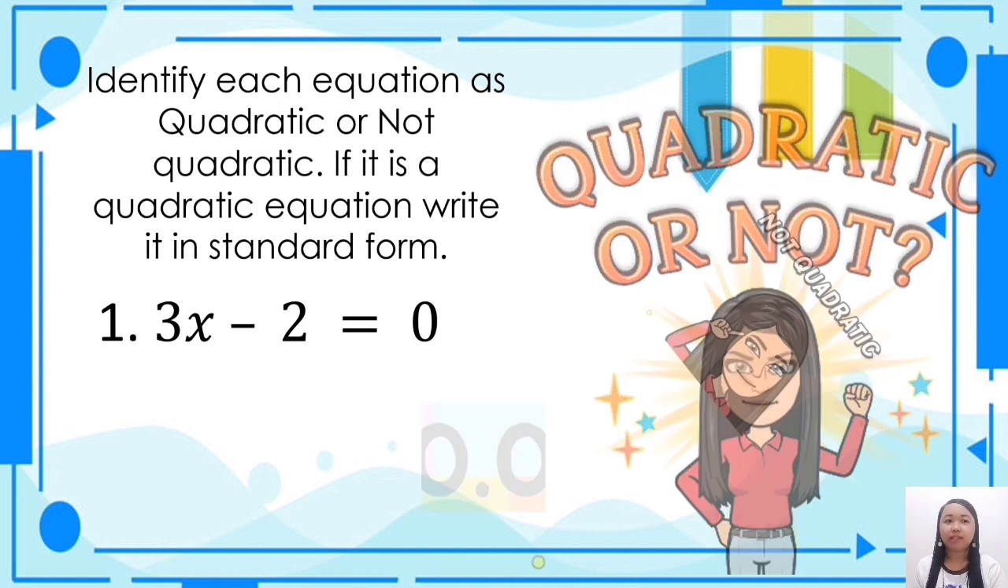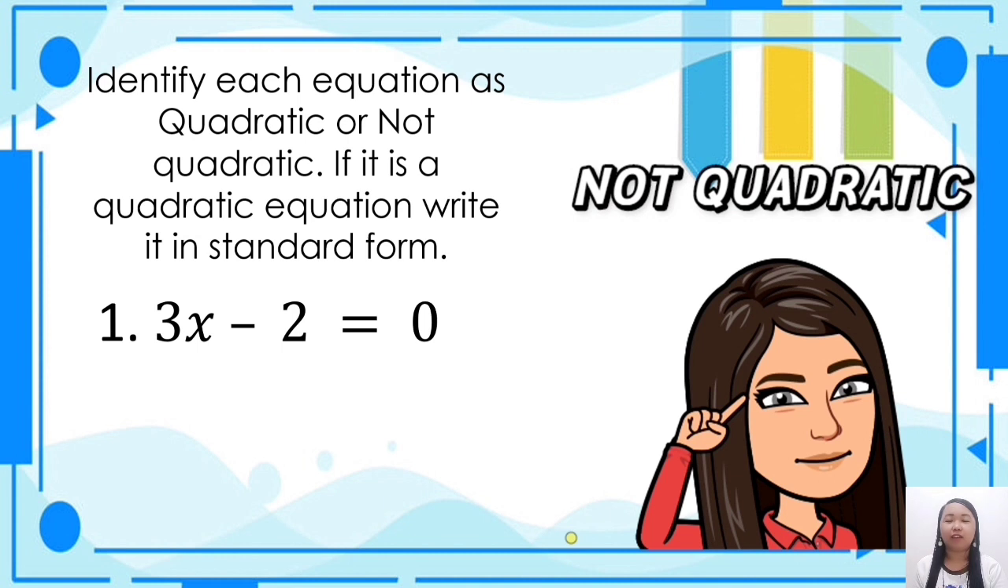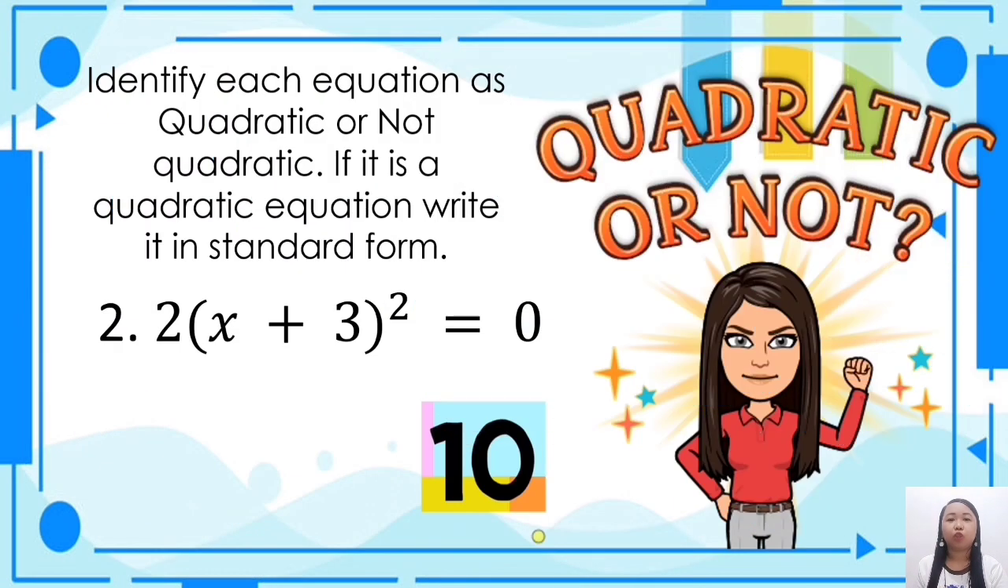The answer is not quadratic. Very good. Next, number 2. 2 multiplied by the quantity of x plus 3 squared equals 0. If you're not yet done answering this question, you may pause this video.